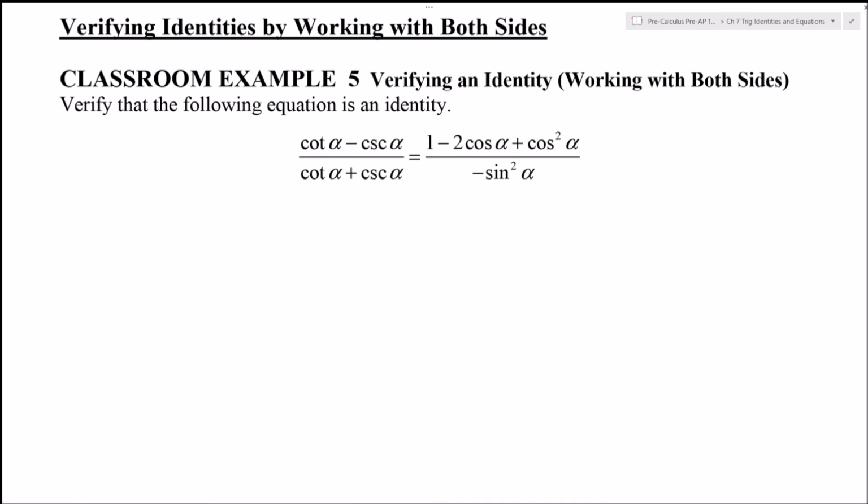So for number 5, verify that the following equation is an identity. Same idea. Cotangent alpha minus cosecant alpha, cotangent alpha plus cosecant alpha is equal to 1 minus 2 cosine alpha plus cosine squared alpha, all divided by negative sine squared alpha. This one's another weird one. In this case, if you look at the right-hand side, 1 minus 2 cosine plus cosine squared. There's a cosine squared, there's a cosine not squared, and then there's just a 1 with no cosine on it. That's a trinomial, a polynomial that's quadratic in cosine. On the bottom, you also have just a squared term, negative sine squared alpha.